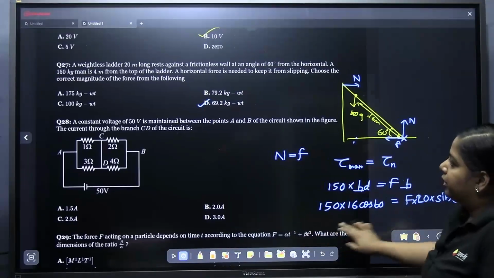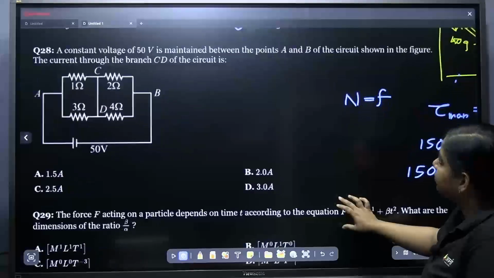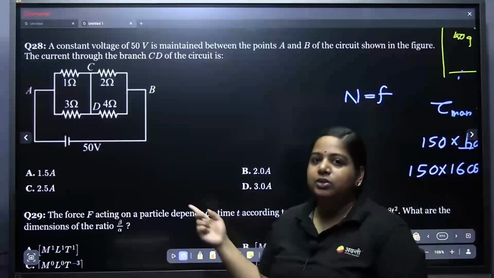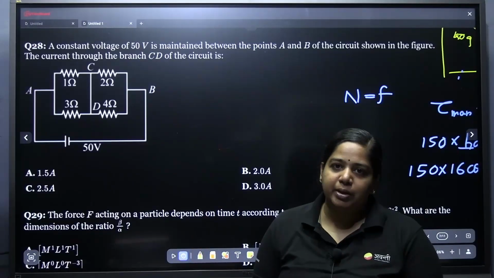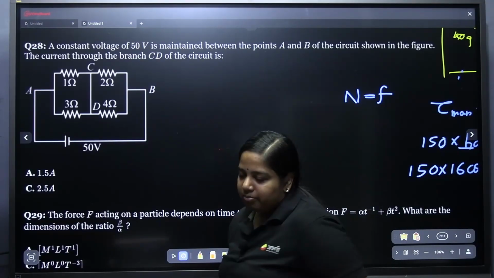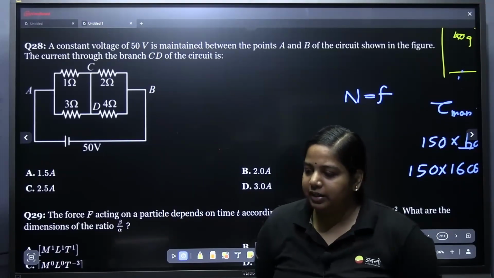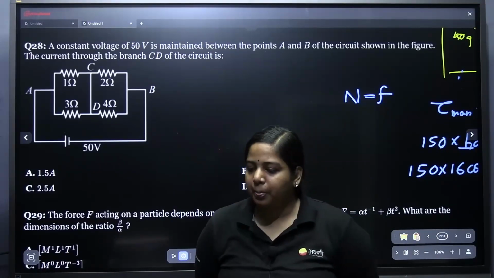Okay, then let's move on to the next question. A constant voltage of 50 volt is maintained between points A and B of the circuit shown in the figure. Current through CD. This question also we did in current electricity PYQ. Do you remember that? Same question we did in PYQs.